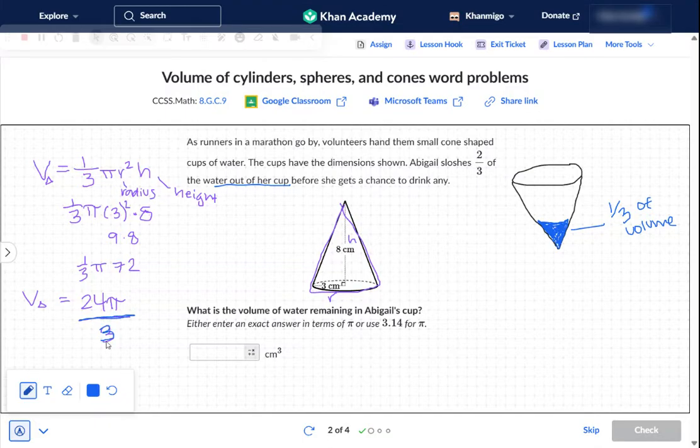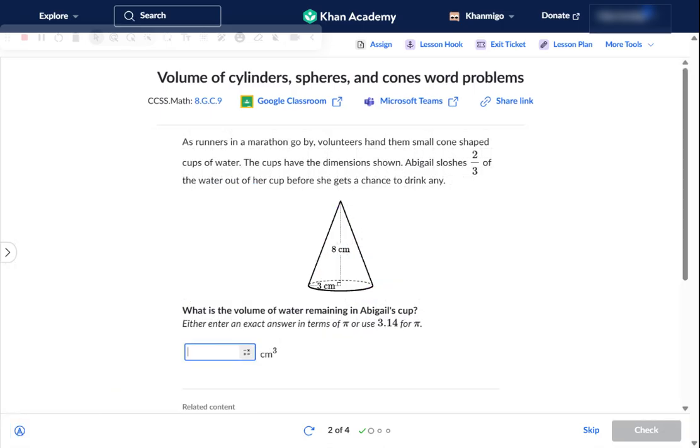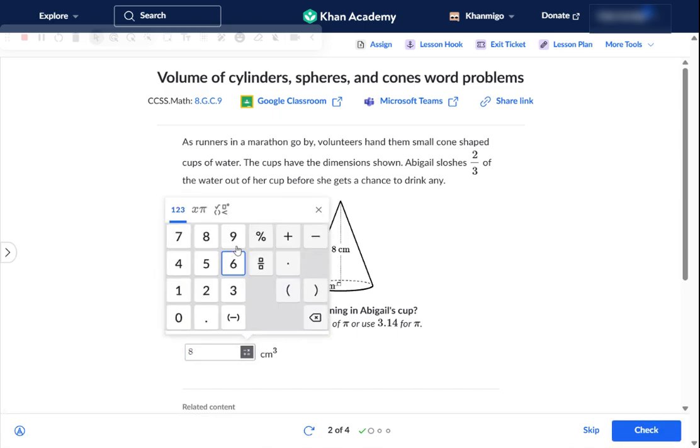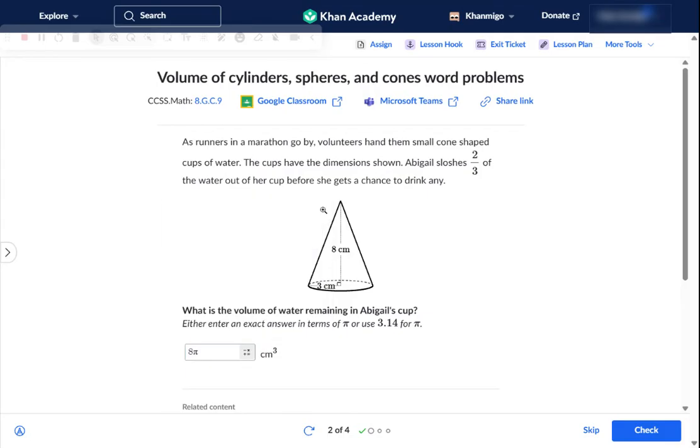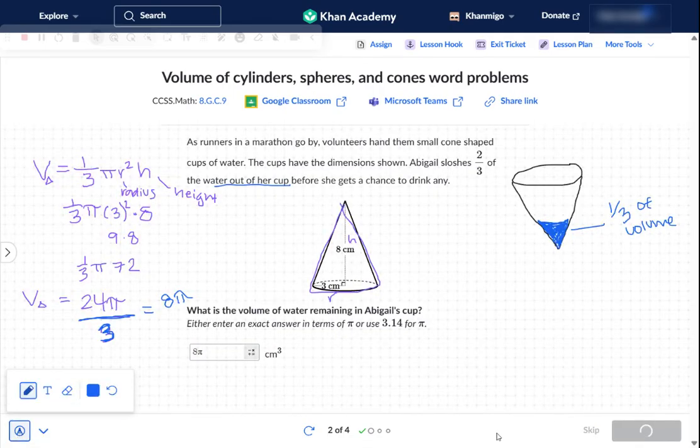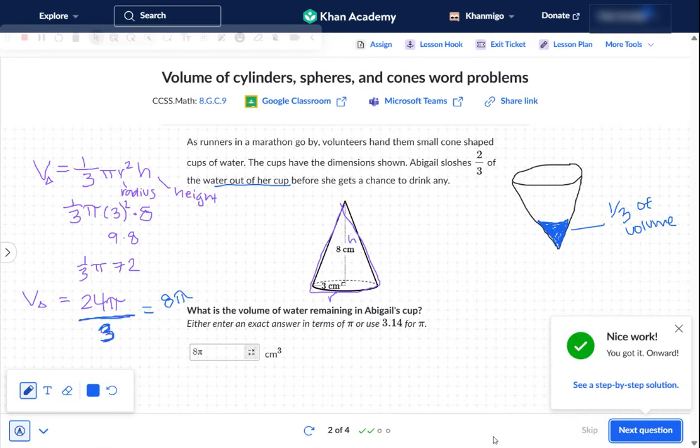Divide it by 3, because remember, she lost 2/3 of the water. 2/3 is gone, so we only have 1/3 remaining. That's why we are dividing it by 3. And that should give us 8 pi as our final answer. That is the amount of volume remaining in her cup. 8 pi, and we'll check. Hooray!